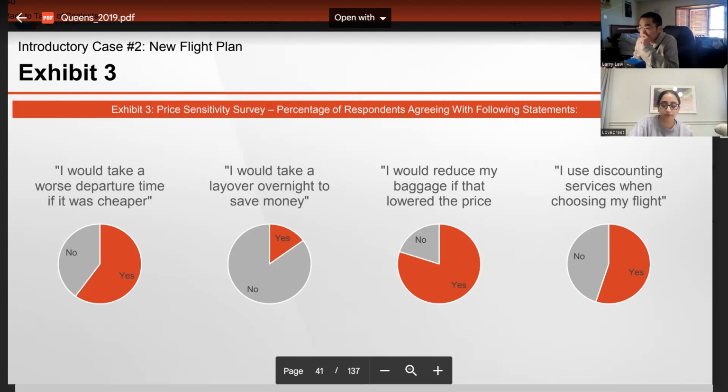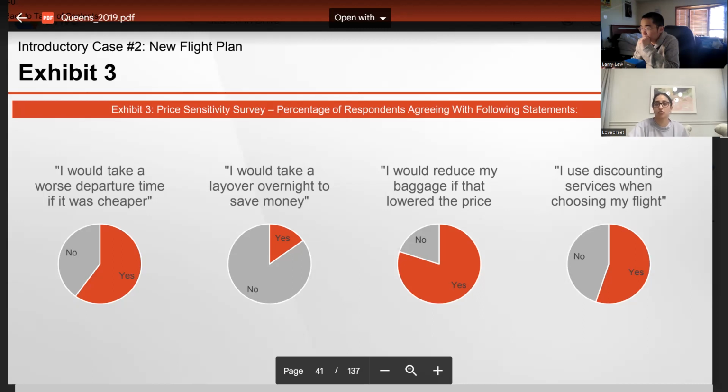So we can also make the requirement that they can't carry that much luggage on the flight, to justify a lower price. And then customers also use discounting services, so they would like a discount on the fare. So overall, if we were to move forward with this idea to increase revenue, we could decrease the price for the flights that we charge per seat, considering that our customers are willing to take a worse time.